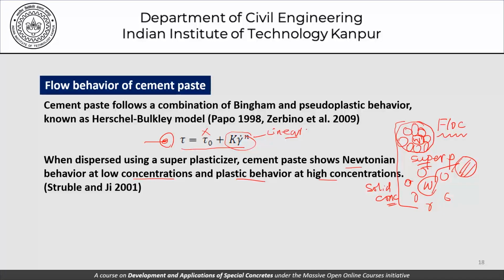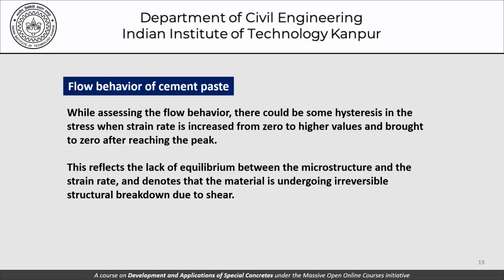this flocculation was happening. While assessing the flow behavior, there could be some hysteresis in the stress when the strain rate is increased from 0 to higher values and brought back to 0 after reaching the peak. This reflects the lack of equilibrium between the microstructure and the strain rate and denotes that the material is undergoing irreversible structural breakdown due to shear.